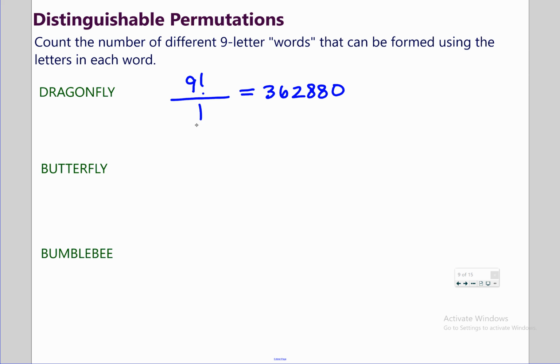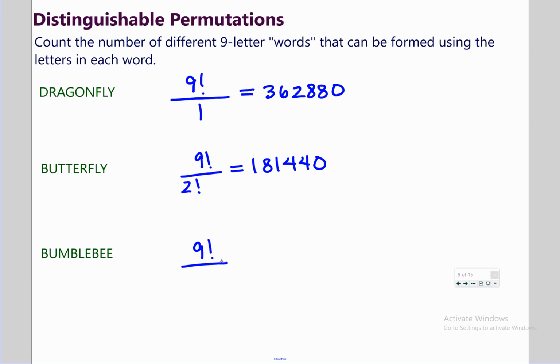Okay, butterfly, also 9 letters. Do we have any objects that are identical? Any letters that are identical? I have 2 T's, so what do I divide by? 2 factorial. Are there any other ones that are identical? No. So again, you could divide by a bunch of 1 factorials if you want to add up to that 9, but we know that's not going to change our answer. So it's just 9 factorial divided by 2 factorial, which is just 2. And I'm going to get 181,440.